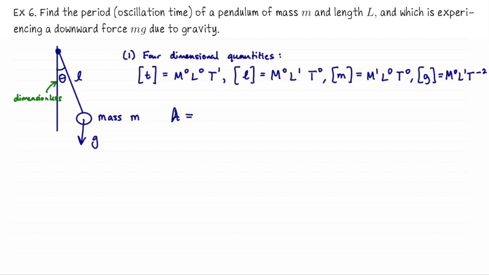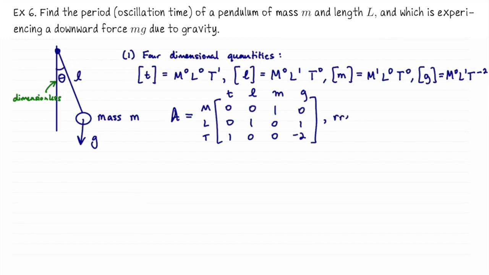Okay, so the 3 rows are going to organize the quantities m, L, and t. And then for each column, I'm going to do t, little l, little m, and g. Okay, so the exponents for t were 0, 0, 1. For L, it was 0, 1, 0. For little m, it was 1, 0, 0. And then for gravity, it's 0, 1, negative 2. Let's put this in RREF form.